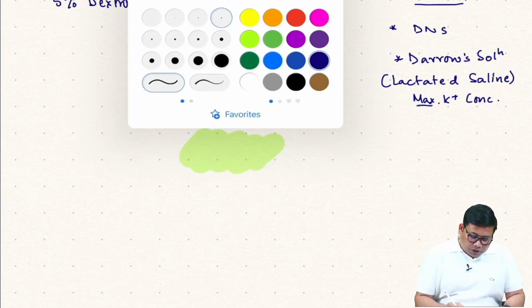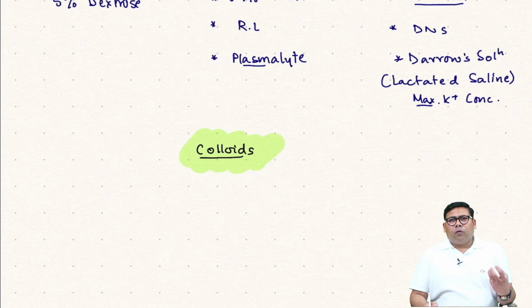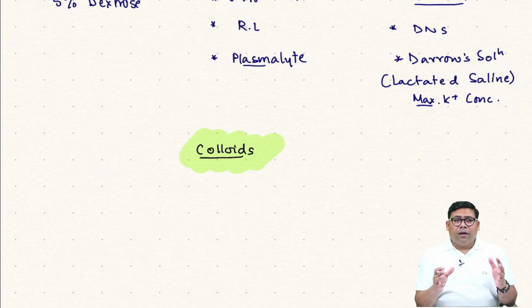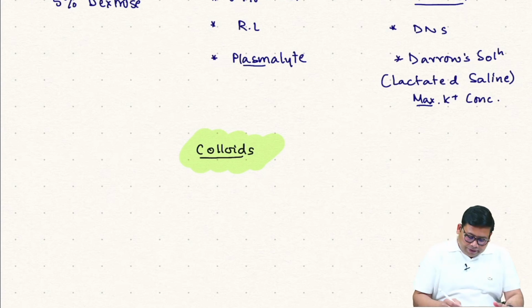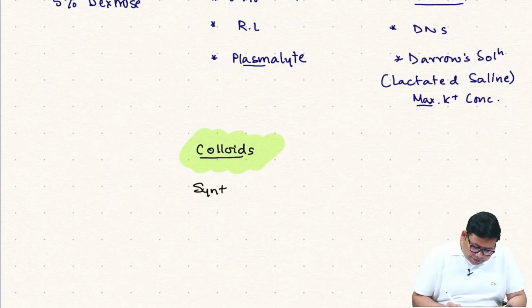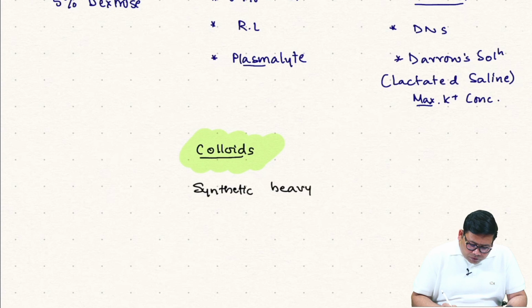Majority of the students find themselves trapped in this word colloids. They don't understand the difference between colloids and crystalloids. Crystalloids are the first line fluid, colloids are the showstoppers. They're the buzz, like the Bollywood, Hollywood people create. So that is what a colloid is. What are colloids? They are synthetic, bioengineered or biostructured, synthetic heavy protein molecules.